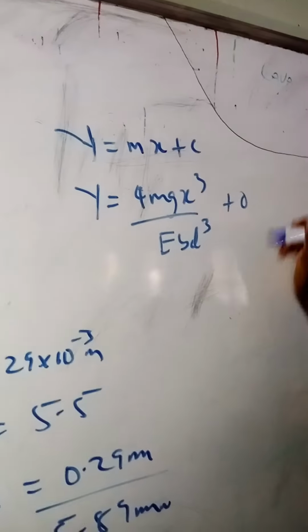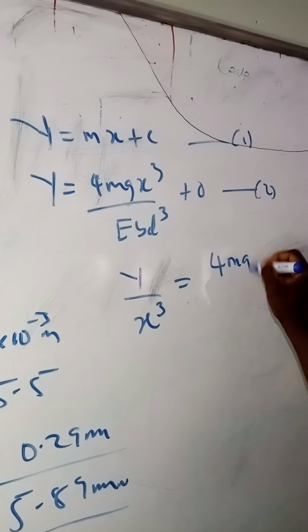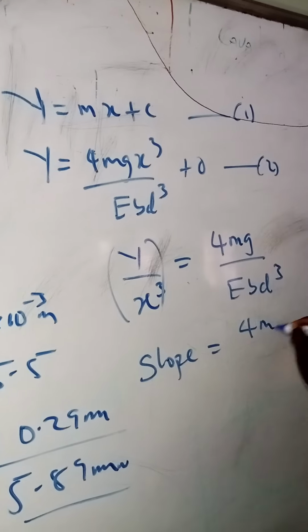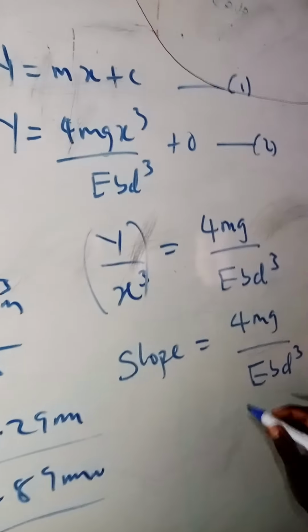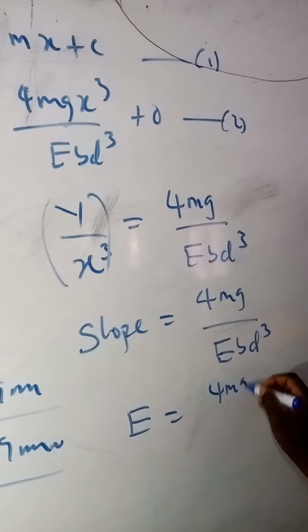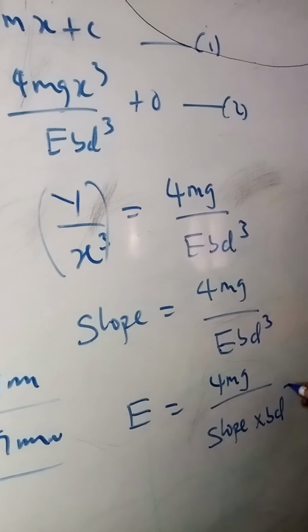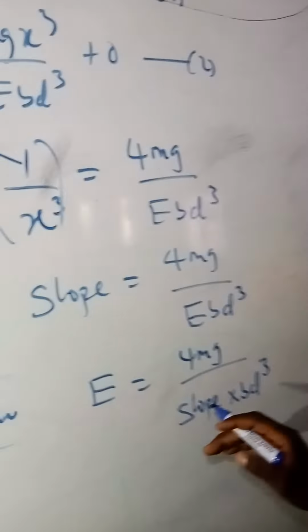Therefore, a graph of y against x raised to the power 3 will give us 4mg all over Ebd to the power of 3. This one here is our slope. So our slope gives us 4mg over Ebd to the power of 3. Making E the subject of the formula for Young modulus, we have E is 4mg, in which we have our slope, multiplied by bd to the power of 3. And upon slotting in, we'll get the value of our slope.